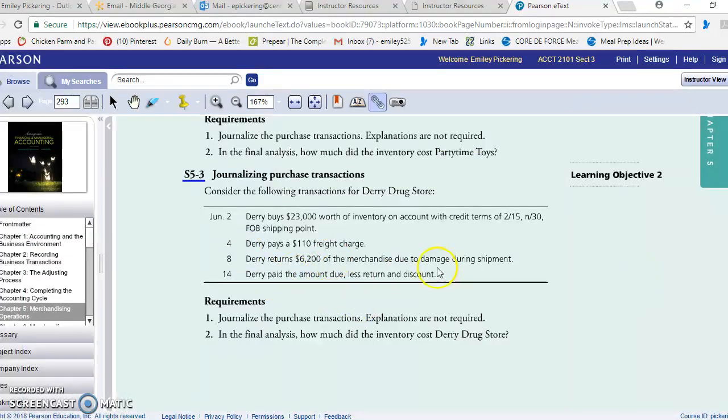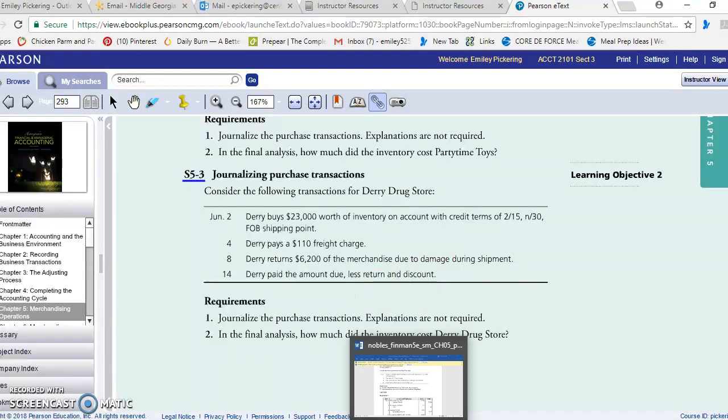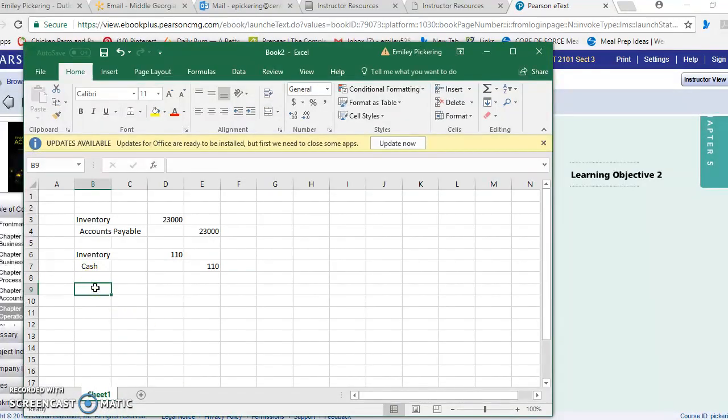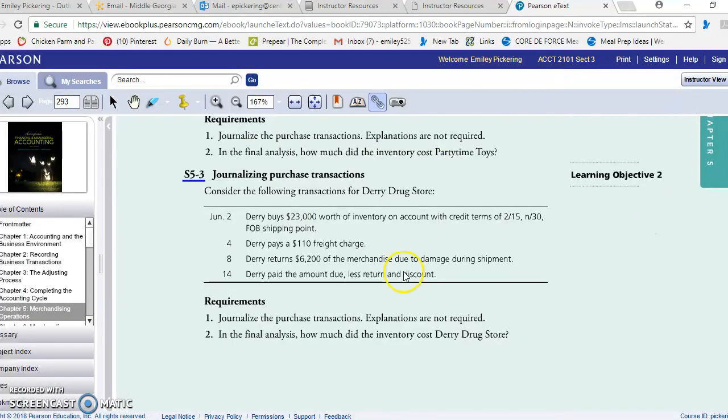So they returned $6,200 of the merchandise due to damage during shipment. So what I'm going to do here is decrease my accounts payable. And I'm also going to decrease my inventory. And then they paid the amount due less the return and the discount.